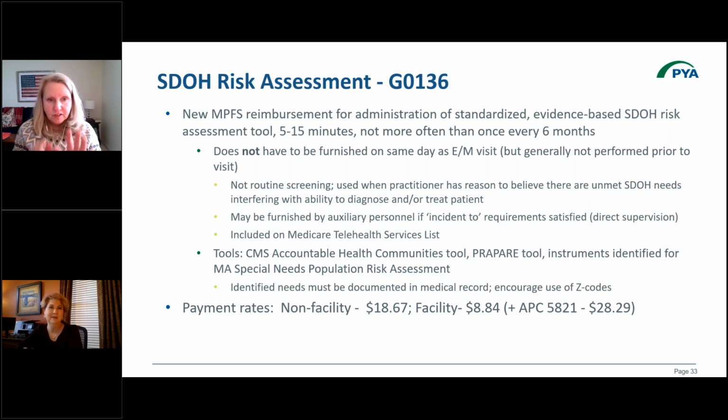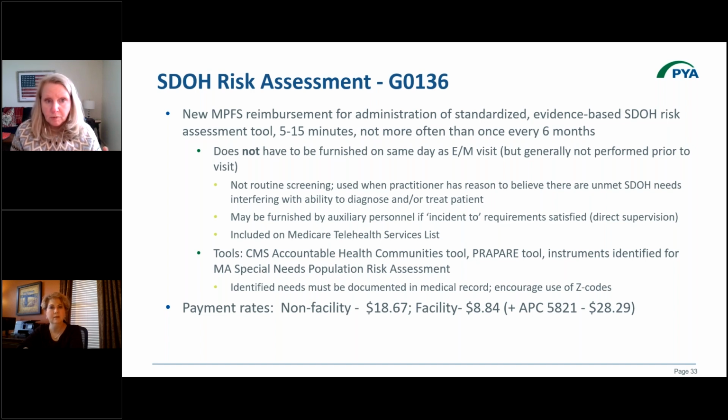This is a physician or a non-physician practitioner has identified that there must be something going on with this patient, some health-related social need. I want to get my hands around it so that I can better diagnose and treat this patient going forward. So once the physicians identify that need for this risk assessment, that is when this would kick in. It can be performed every 6 months.